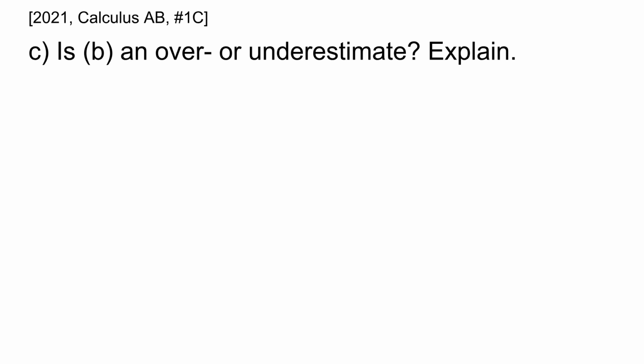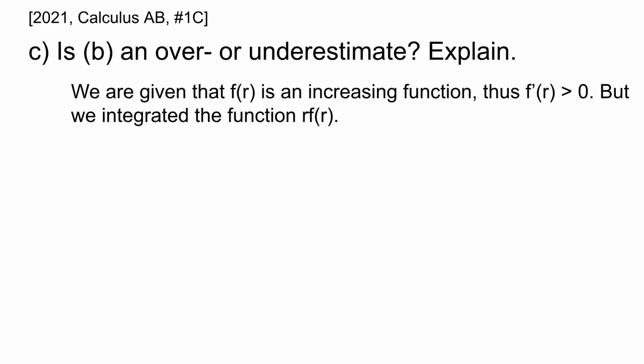In part C of this question, we are asked if the result we got in part B is an over or underestimate, and to explain our reasoning. So we're given in the question stem that f of r is an increasing function. This allows us to conclude that f prime of r is greater than 0. But that's not the function we integrated. We integrated the function r times f of r, although f prime being greater than 0 will come in handy.